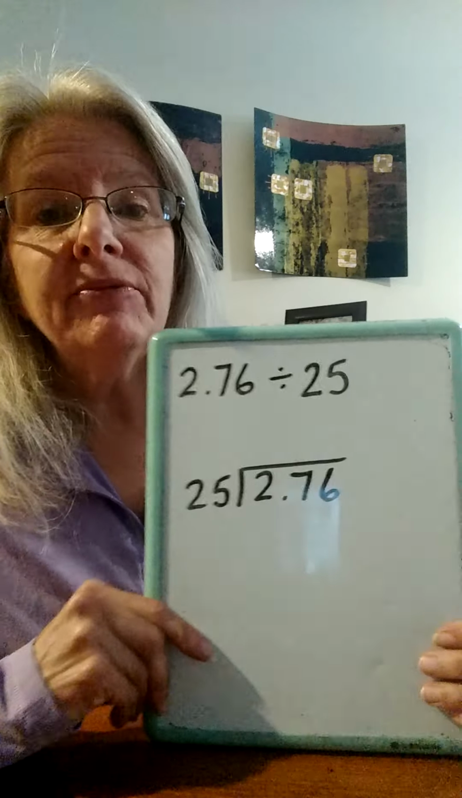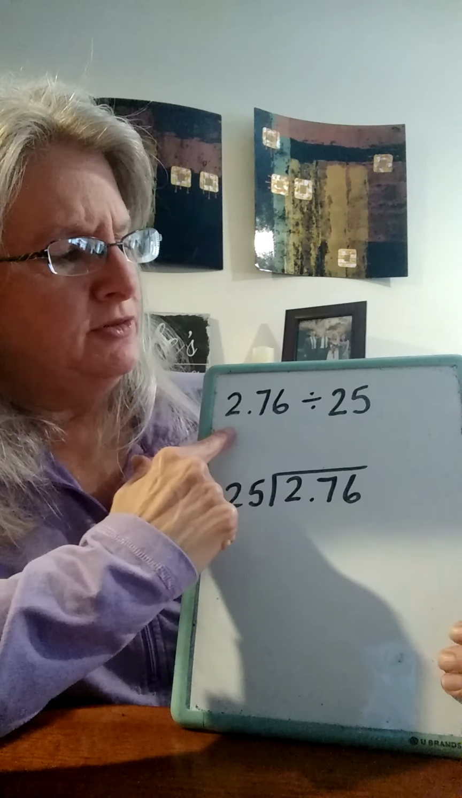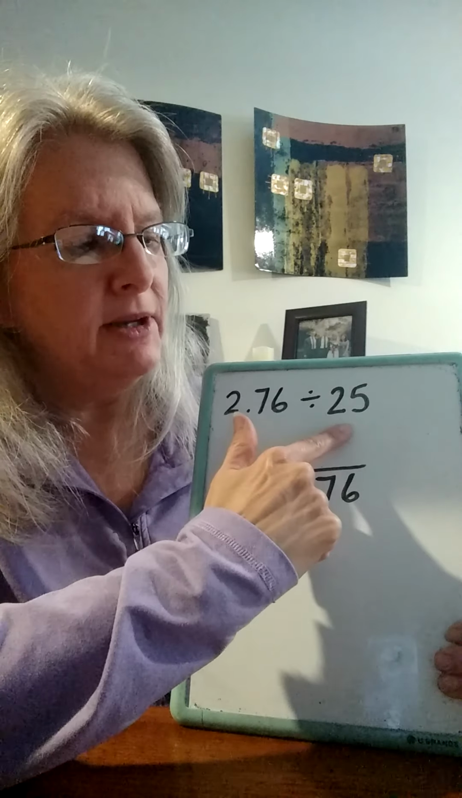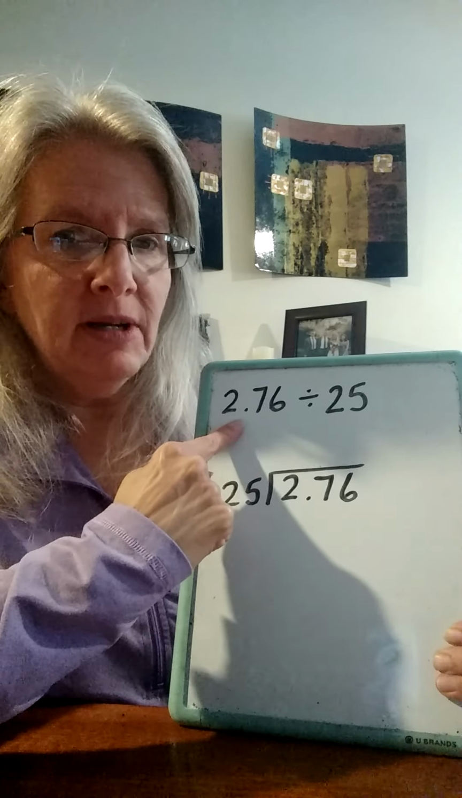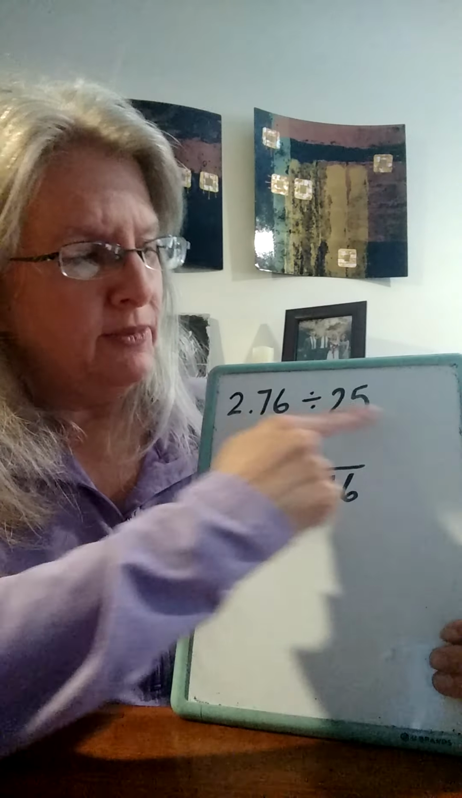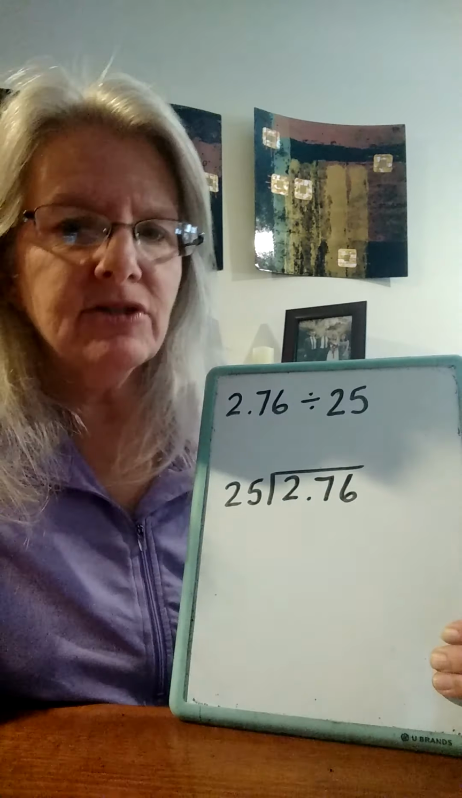All right, in this video we're going to talk about dividing decimals. So I have a division problem and I've written it two different ways. I have 2.76, or 2 76/100, divided by 25. The first number is the number that goes under the division bar. So this is how we would write this problem in this form.